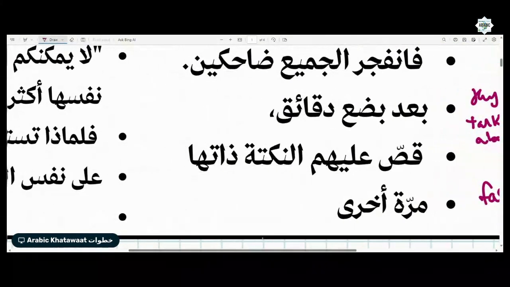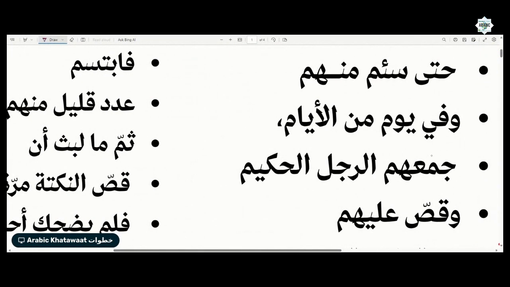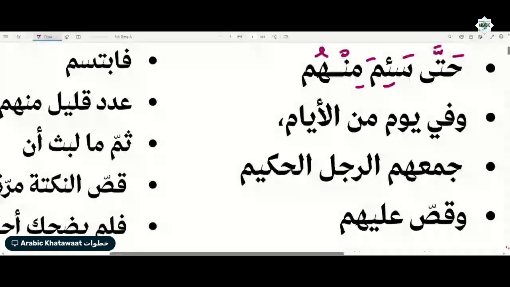Now that exact same strategy is going to be applied on this other set. And this should help us read more accurately and cohesively as well. حتى سئم منهم. Read it again, and read it again. حتى سئم منهم. وفي يوم من الأيام.